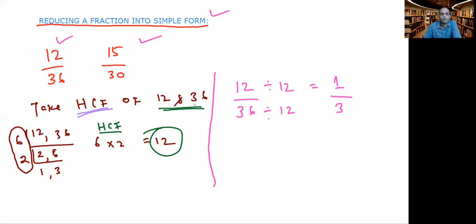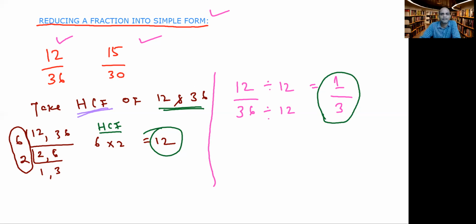Now we will do one thing. Divide the numerator and denominator simultaneously. Let us write 12 by 36 and divide each with 12. 12 divided by 12 and 36 divided by 12. What result are we going to get? 12 divided by 12 is 1. 36 divided by 12 is 3. So 1 by 3 is the simplest form of 12 by 36.